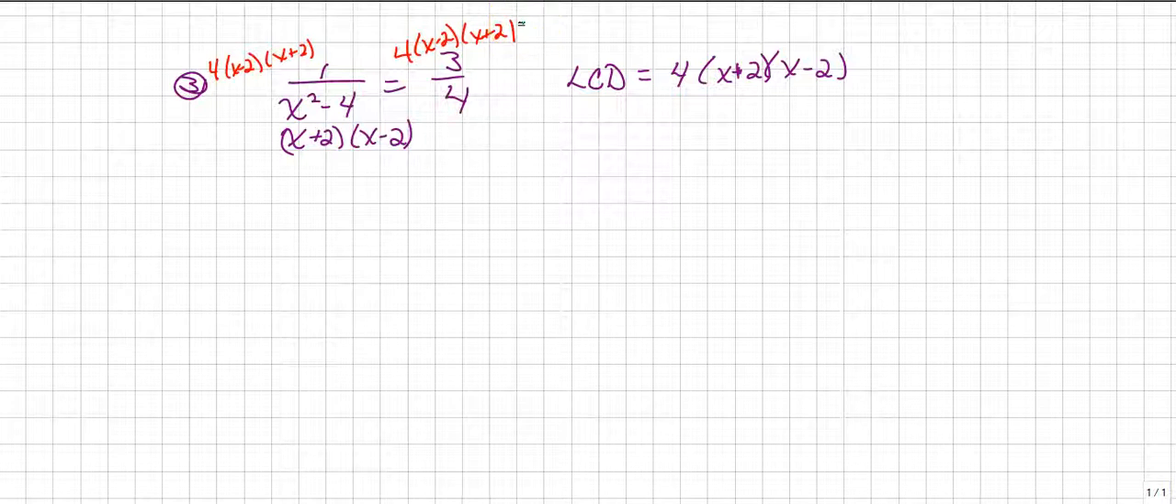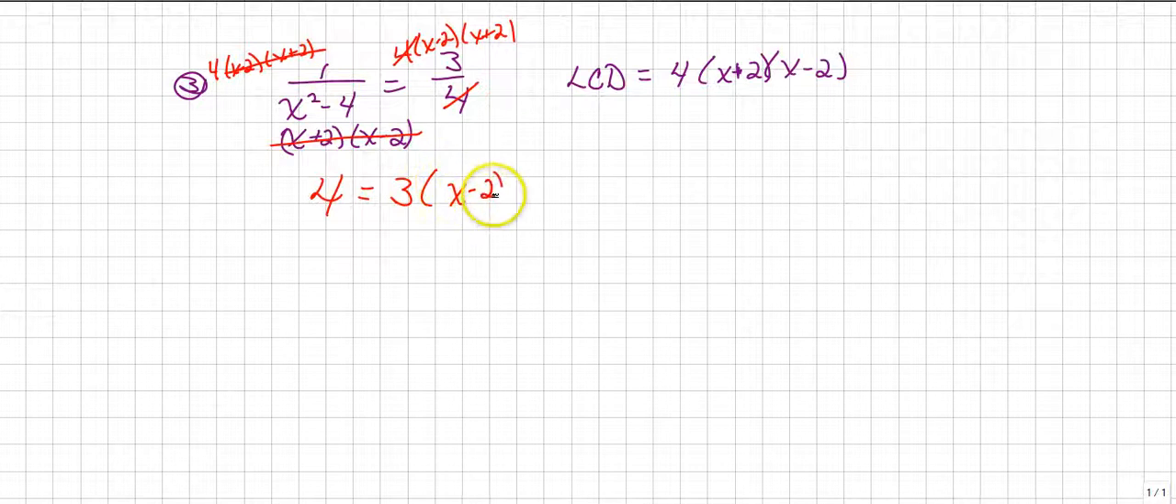Alright, now the fun begins. We get to cancel. So x plus 2, x minus 2 on the left cancels completely, leaving only a 4 times 1. On the right hand side, the only thing that cancels is the 4 in the denominator with the 1 we just put in the numerator. So now we have 3 times the quantity x minus 2, x plus 2.